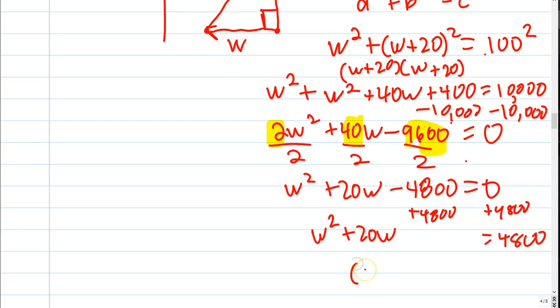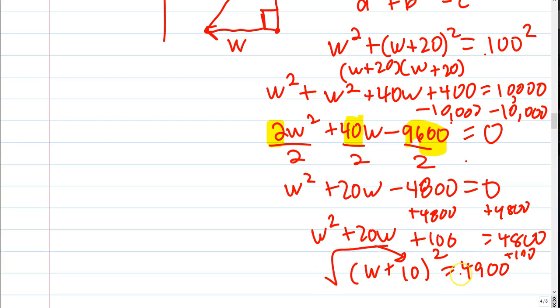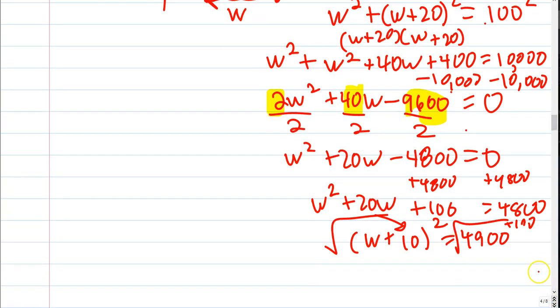I would figure out what is my perfect square here. W plus, half of 20 would be 10, so we square that, 10 times 10 is 100. This we can do. We can now solve this, undo the squaring by square rooting. The square root of 4,900. And then subtract 10. And we will have two answers.